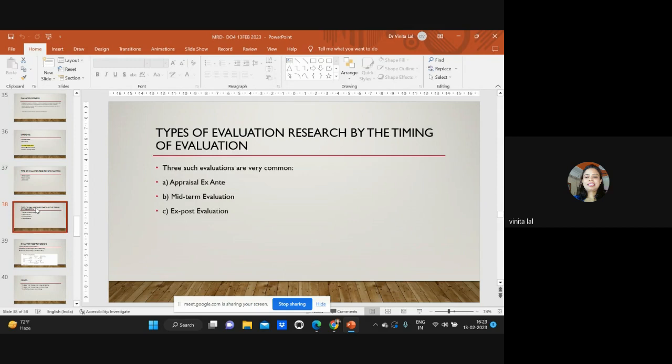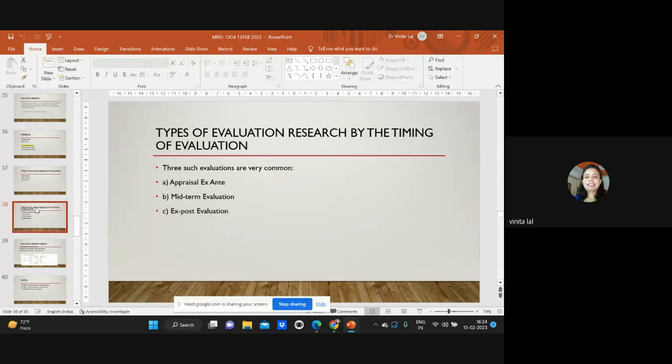These are the types of evaluation research by the timing of evaluation. Three are very common. Appraisal, or ex ante, is a critical examination of the identification, like a feasibility report, which selects and ranks the various solutions from the standpoint of relevance, technical, financial, and institutional feasibility. These are the appraisal. The second one is midterm evaluation. This is an evaluation carried out during the implementation, and it aims to draw conclusions for administering the project or program. Next is ex post evaluation.